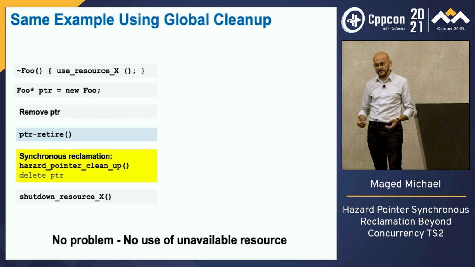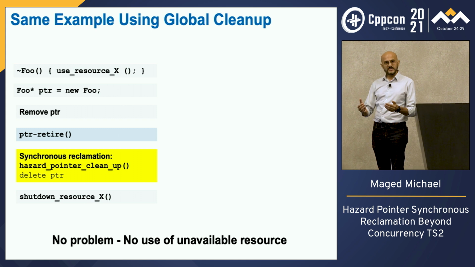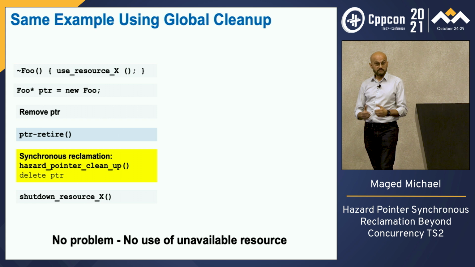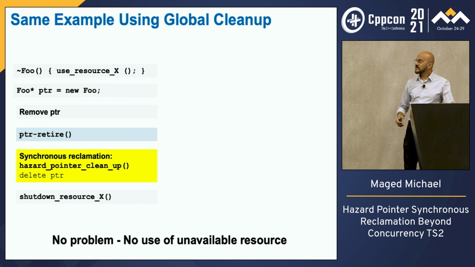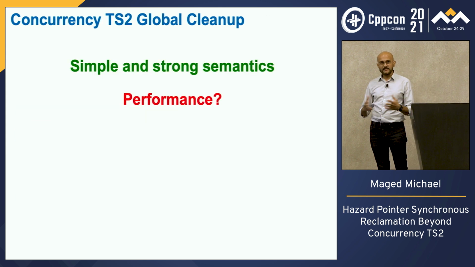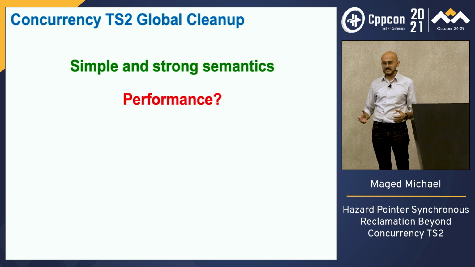Going back to our example, we retired the object, but then we know that we need synchronous reclamation, so we call hazard pointer cleanup. Because it's not protected, it's going to delete the object and no harm is done. So it works, but let's look more into this. As I said, it has simple, strong semantics, but does it perform well?